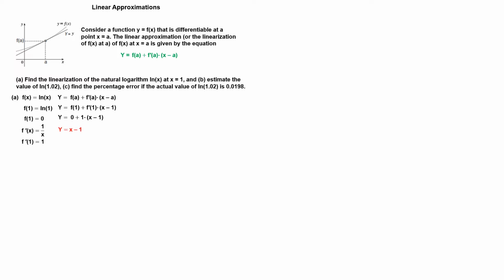It's done. To solve item B, we replace x with 1.02. Pay attention. To solve item C, we use the formula as follows. We subtract the approximate value from the exact value. Then we divide the result by the exact value. To find the percentage error, multiply the result by 100. The percentage error was about 1%.